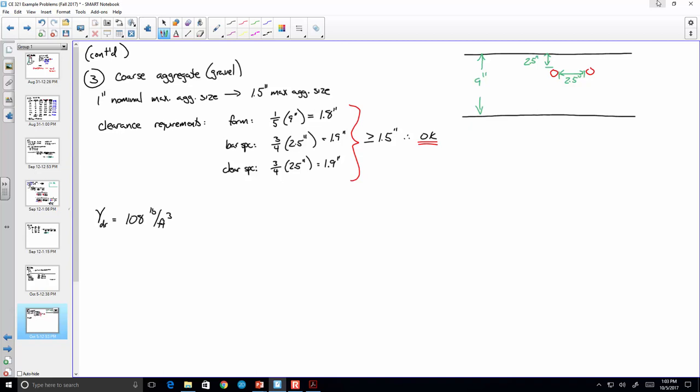So let me ask you this. What is our fineness modulus? 2.7. Okay, now I'm also just going to rewrite, we have 1 inch nominal maximum aggregate, and you'll see why I'm doing that in a second. Let's look at our table. So let's look at table 7.5.